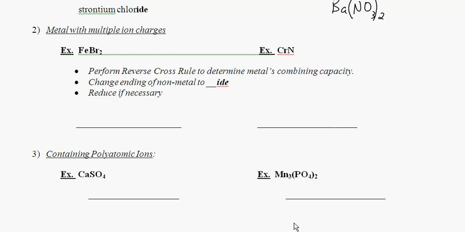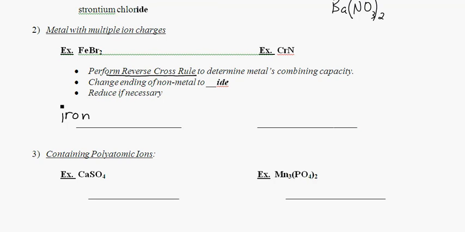Now in the next part here, metal with multiple ion charges, it says perform the reverse cross rule. That's something I'll explain to you in class. It's sort of a short way of doing it, which is fine, but I want you to understand how the ion charges balance, so I'm not going to teach it to you right off the top. So FeBr2, okay, I know Fe is iron.